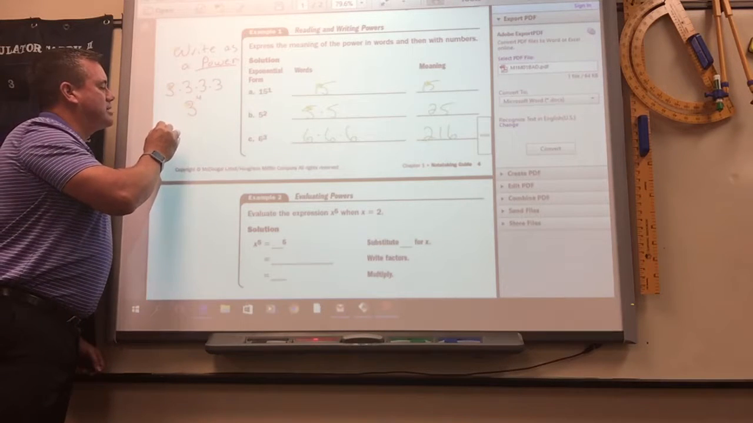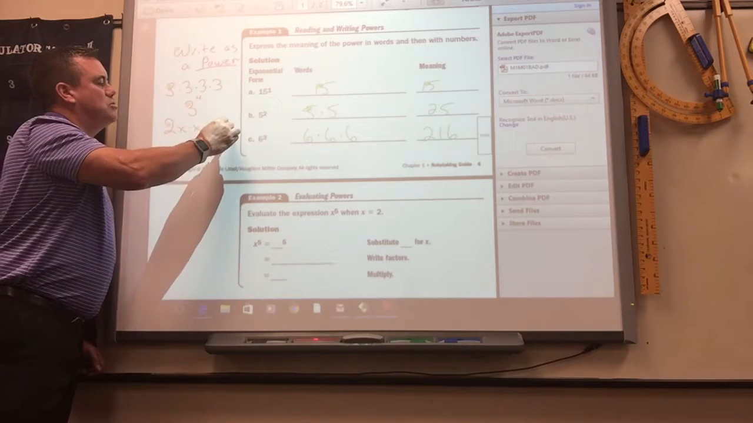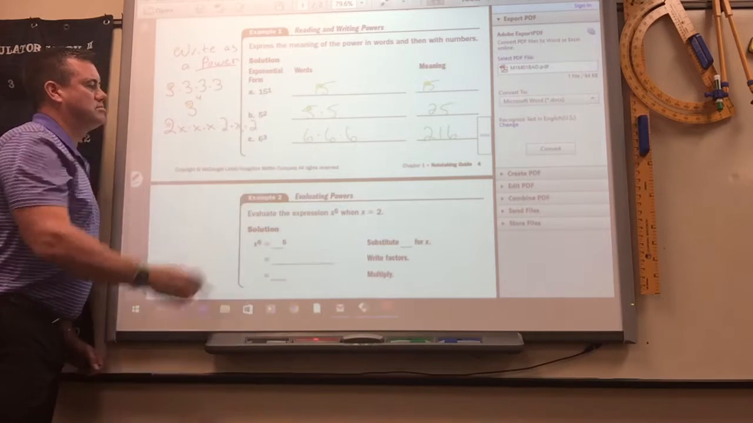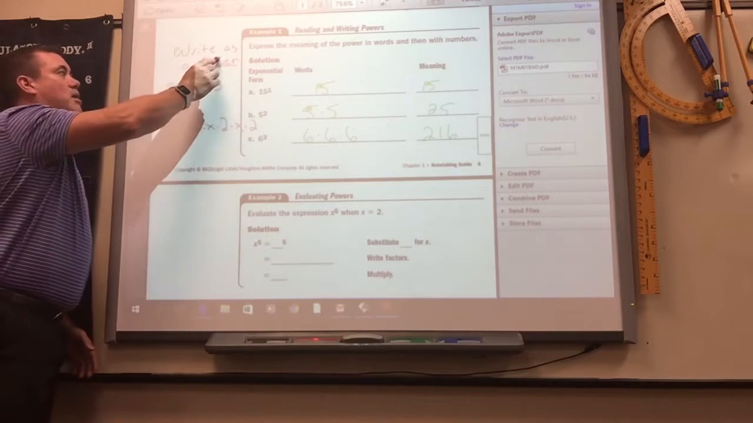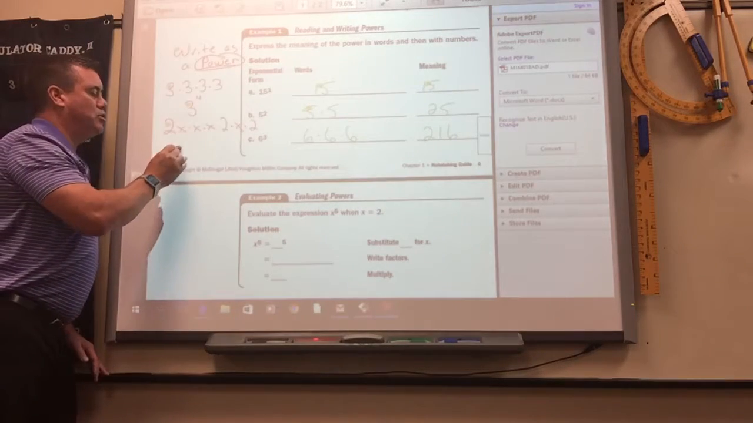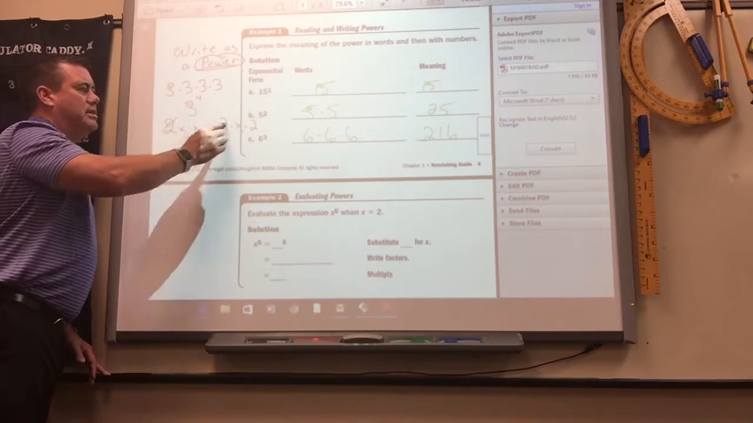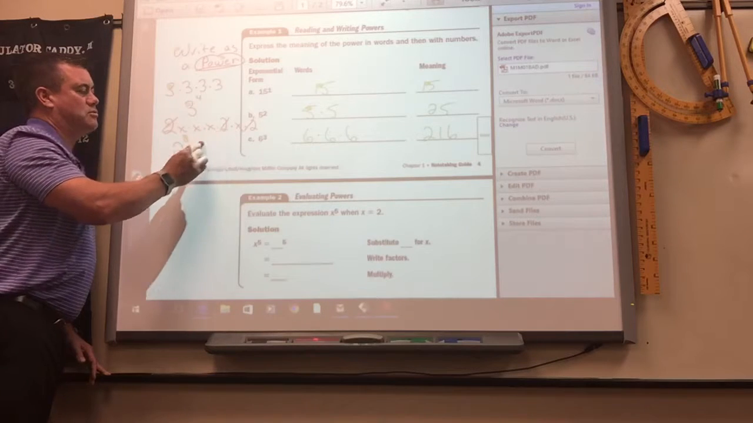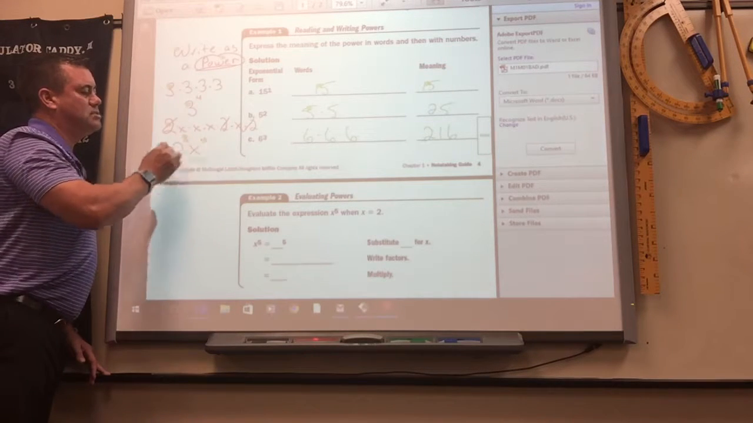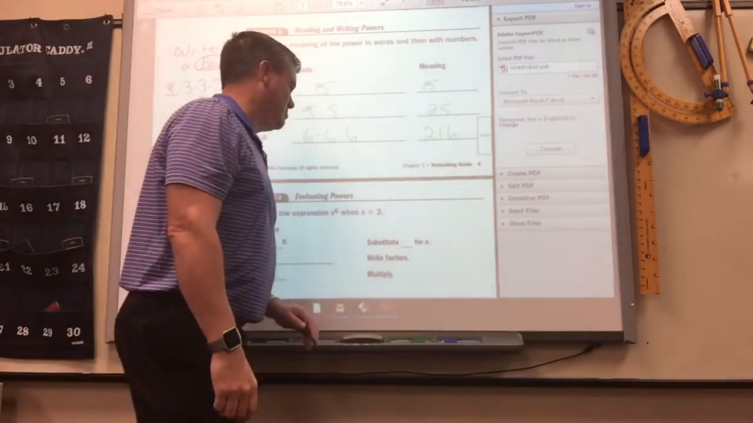Sometimes they have it like this: 2 times x times x times x times 2 times x times 2. They're in different orders, but if you write it as a power, there's a 2 and how many of them? So you write it as 2 to the 3rd. That takes care of those. x to the 4th, because there's 4 of them. 2 cubed, x to the 4th, if you can read that. Hopefully we'll get those off soon.